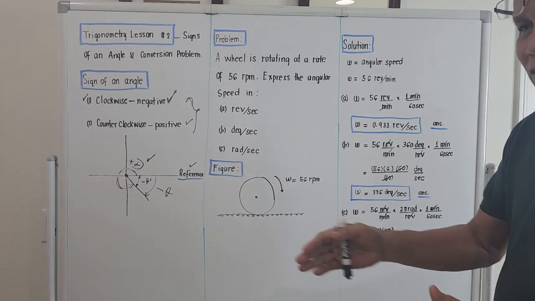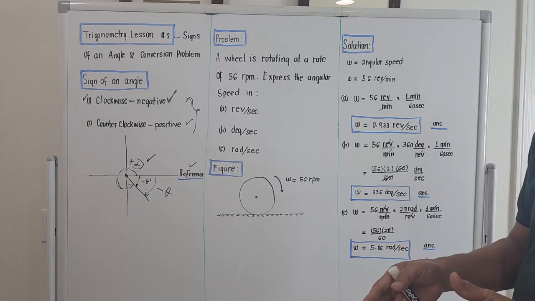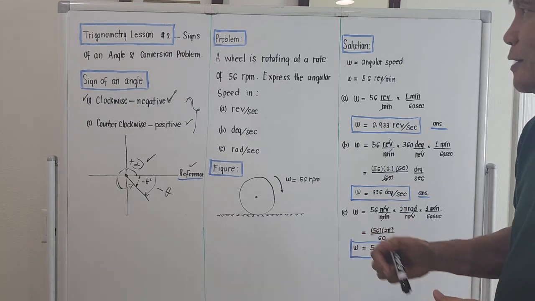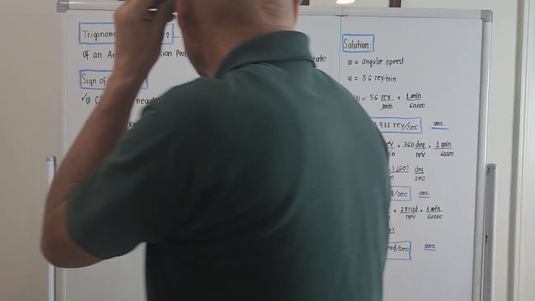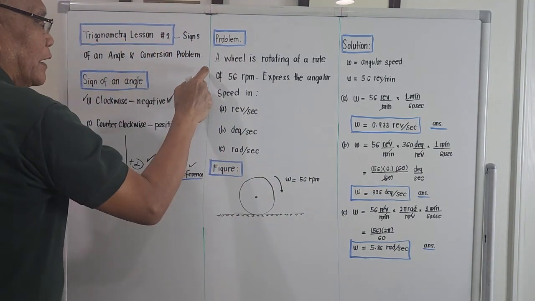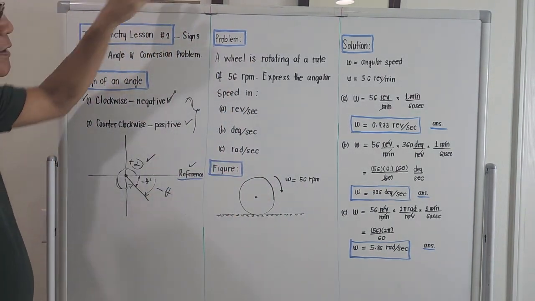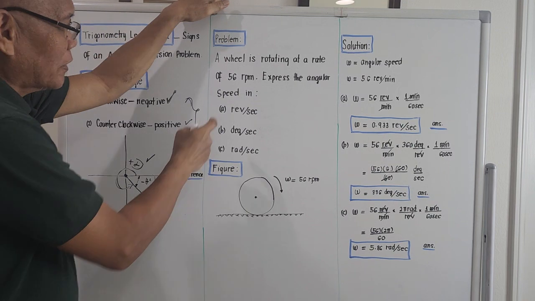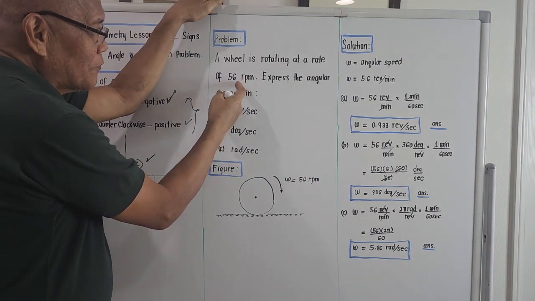Don't be bored on the easy problems, okay? It's a part of the study of concepts. Okay, let's try to bring out an example problem. A wheel is rotating at a rate of 56 RPM. RPM is revolutions per minute.